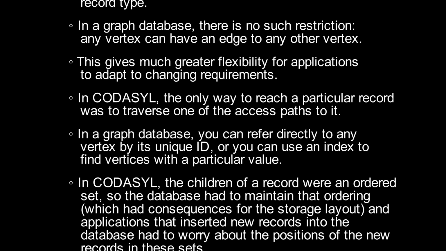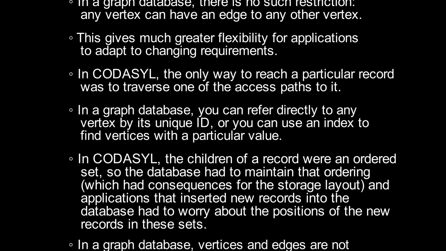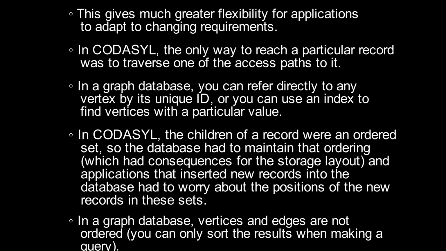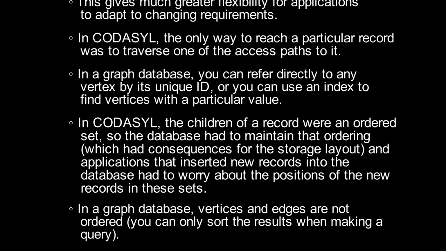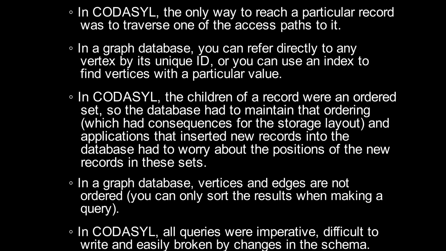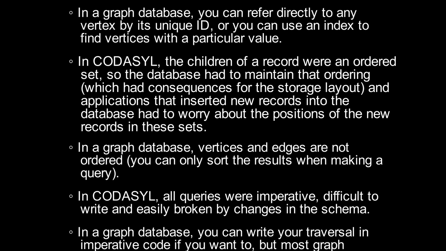In CODASYL, the children of a record were an ordered set, so the database had to maintain that ordering, which had consequences for the storage layout, and applications that inserted new records into the database had to worry about the positions of the new records in these sets. In a graph database, vertices and edges are not ordered. You can only sort the results when making a query.